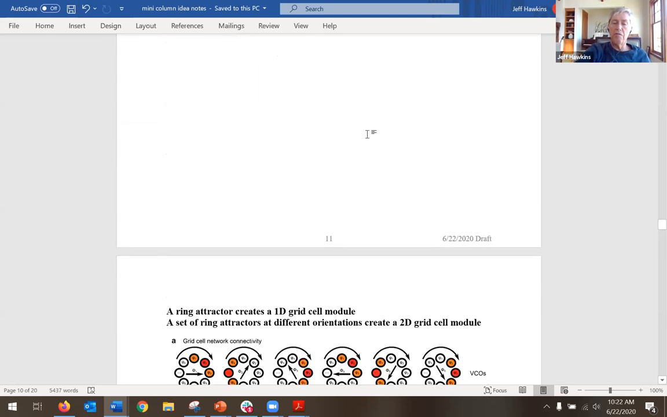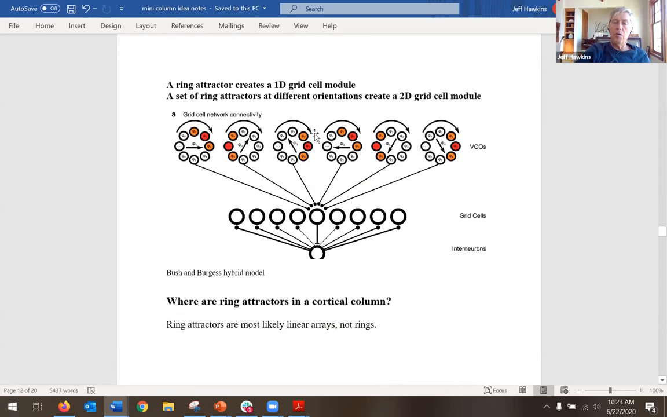I took this picture from the paper we reviewed a while back, the hybrid model, the Bush and Burgess hybrid model paper. I find this a confusing drawing, but it does illustrate the issue. Here they're proposing there are multiple cells in a ring oscillator. All these cells are firing at the same frequency, but they're slightly in and out of phase. So as they go, the peak of their firing travels in a circle like this.